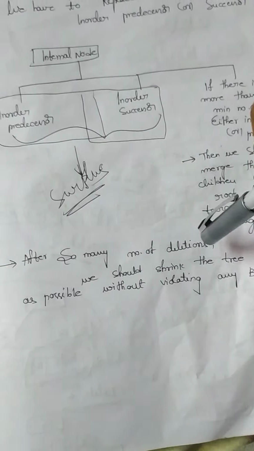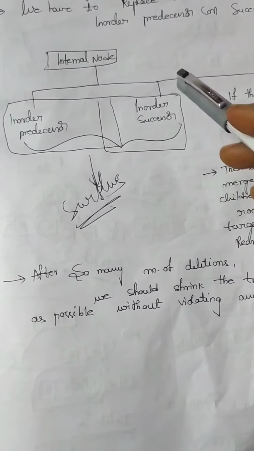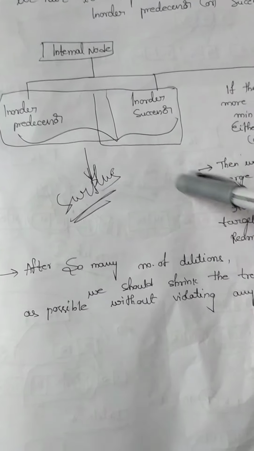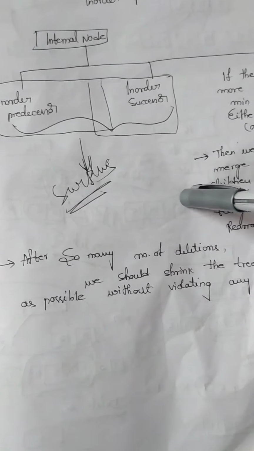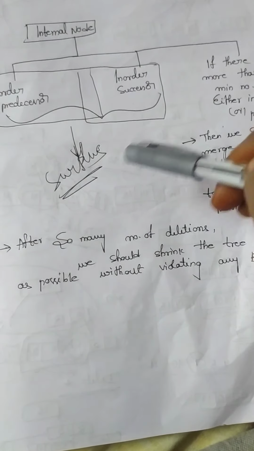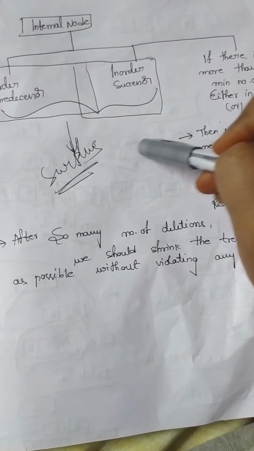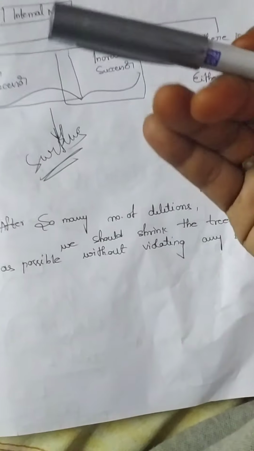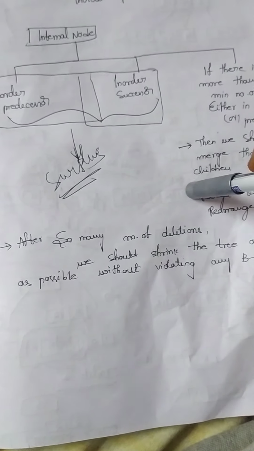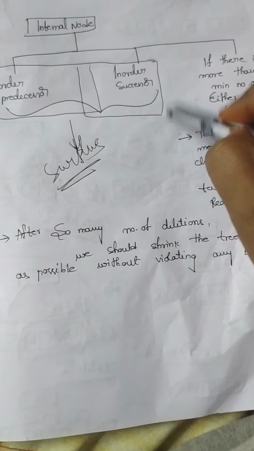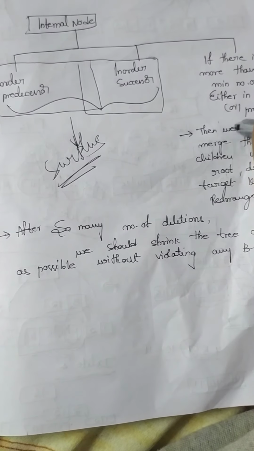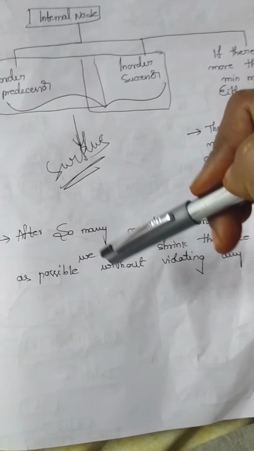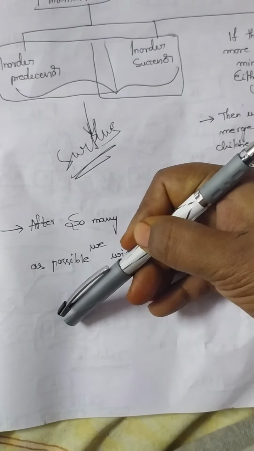After so many deletions, there may be a possibility of shrinking the tree. Why? Because the order was not mentioned here; it was given as the minimum order. So we are allowed to shrink the B-tree, because shrinking reduces the number of searches.